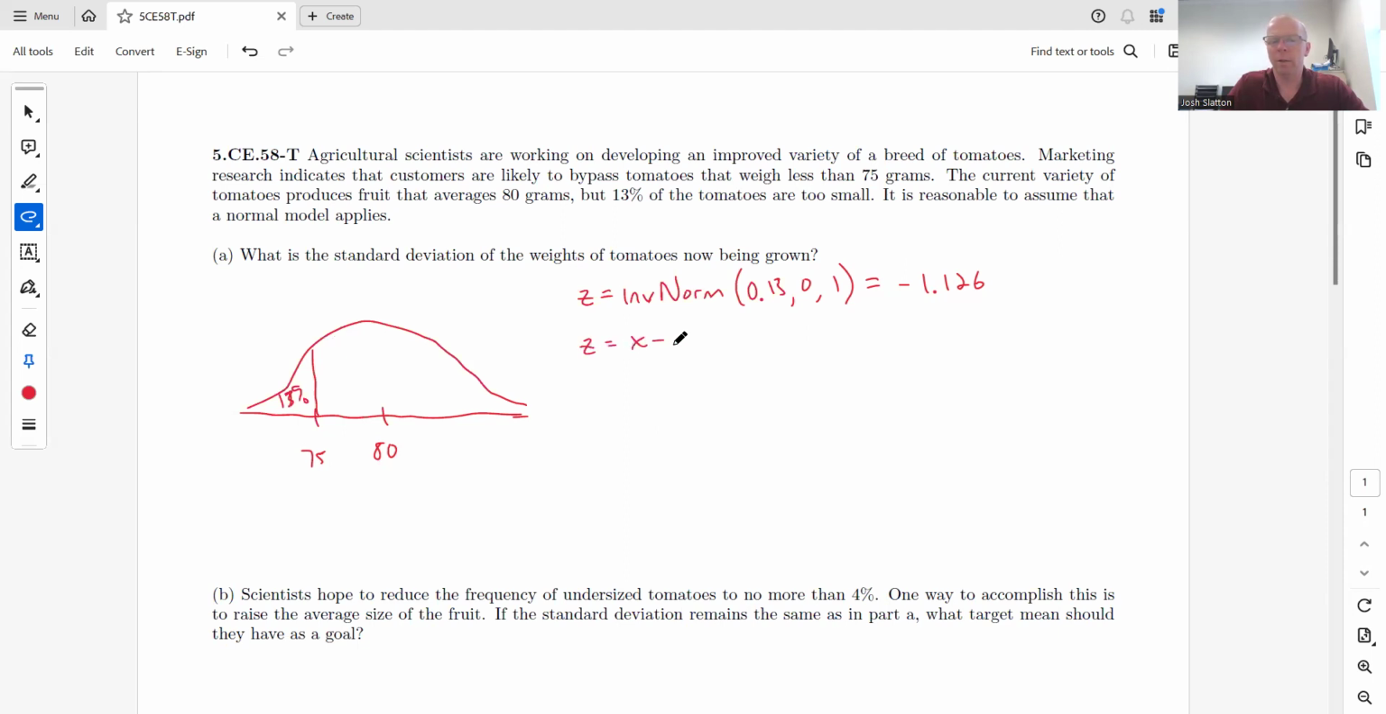If you recall, the z-score formula is the data point minus the mean, divided by the standard deviation. We know all these except for the standard deviation. So the z-score is negative 1.126. The data point is 75. The mean is 80. And then we're looking for sigma. You can just cross multiply, divide by the negative 1.126, and then we get that the standard deviation is 4.44.